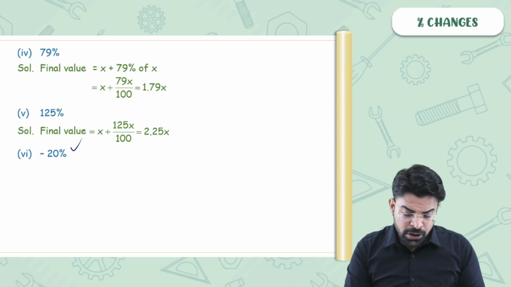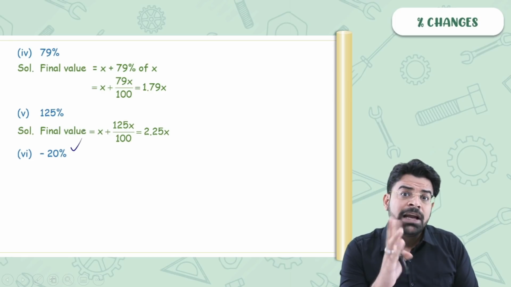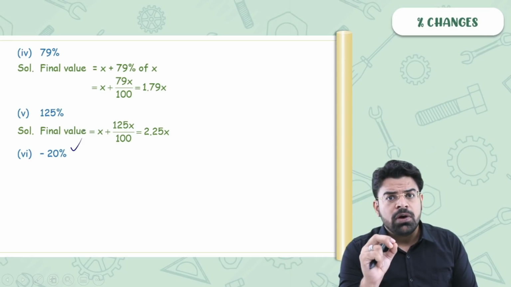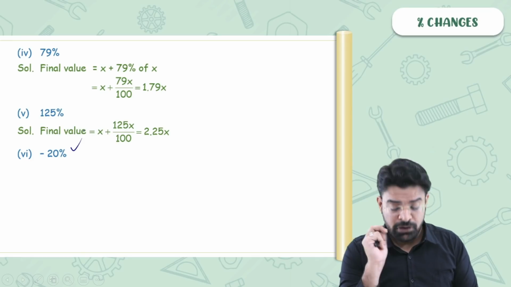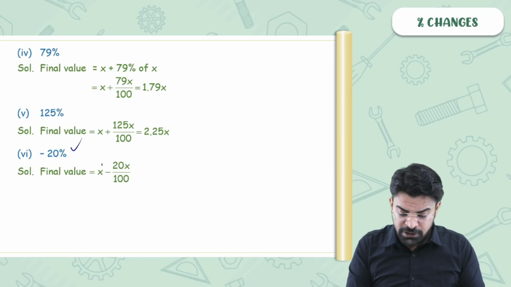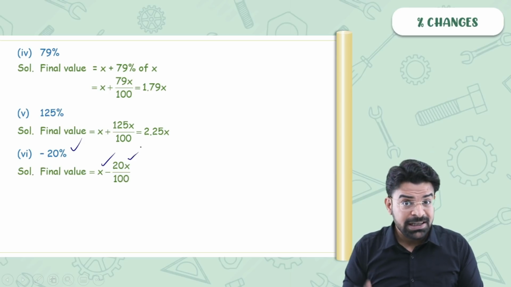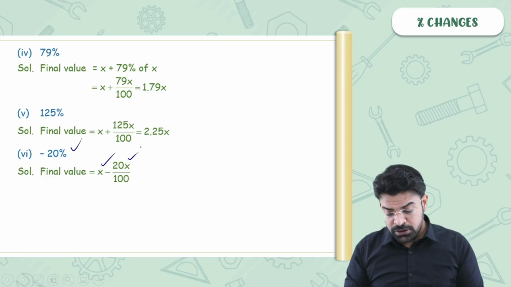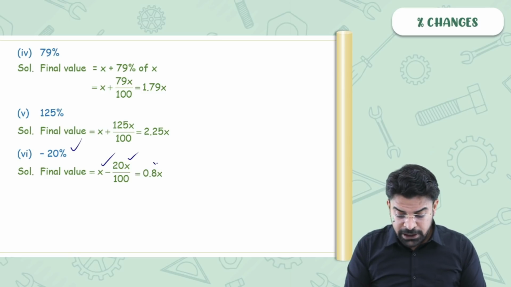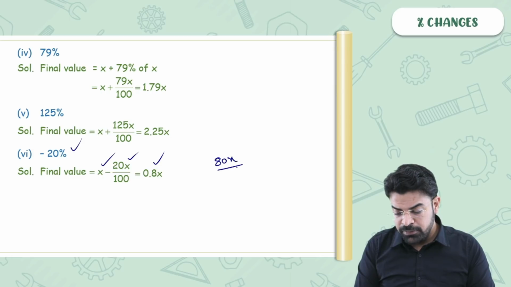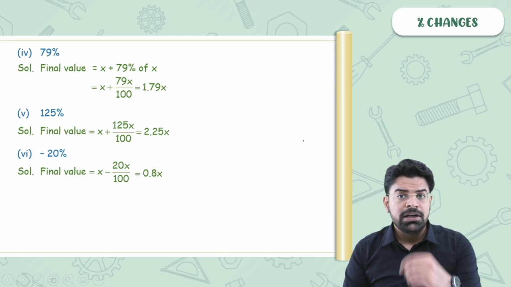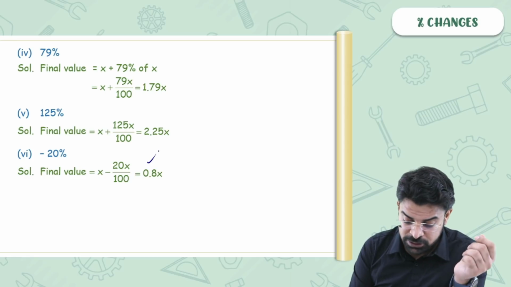Let's move on. What if the quantity changes by minus 20%? When I say that the quantity changes by minus 20%, it means that the quantity is decreasing by 20%. So you will say that the final value is x minus 20x by 100. It is decreasing by 20%. So x minus 20x by 100 gives you 80x by 100, which equals 0.8x. So if a quantity decreases by 20%, it becomes 0.8 times.